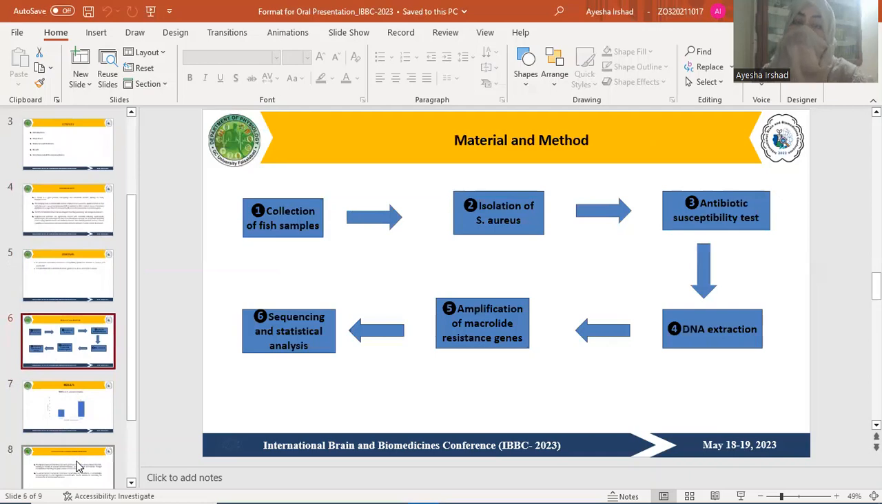The methodology started with collection of fish samples from different fish markets and then isolation of bacteria S. aureus by growing it on mannitol salt agar, and some other important biochemical tests to confirm its presence. After that, antibiotic susceptibility test was done, in which we can see easily which strain of bacteria are resistant or which are not.